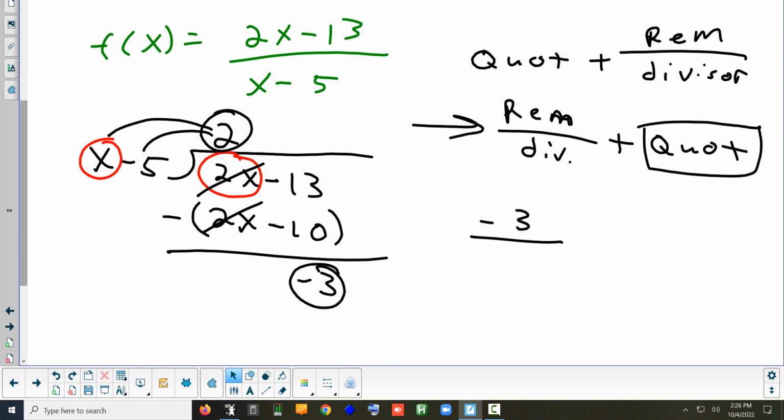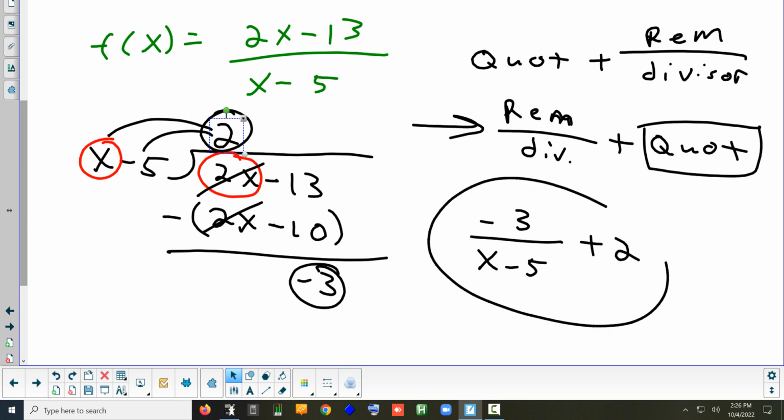Remainder over my divisor plus my quotient. There we go. So now we should be able to easily see the horizontal.